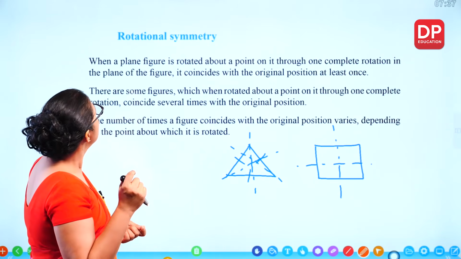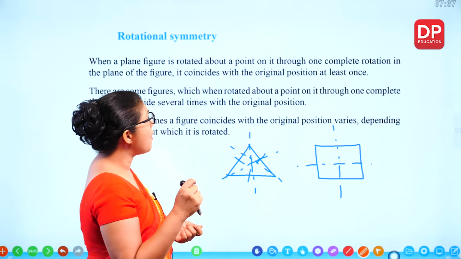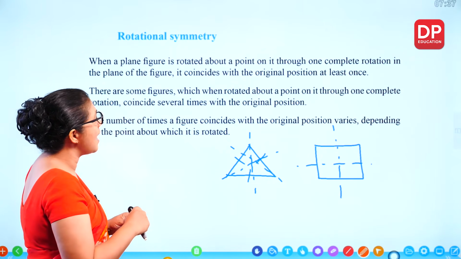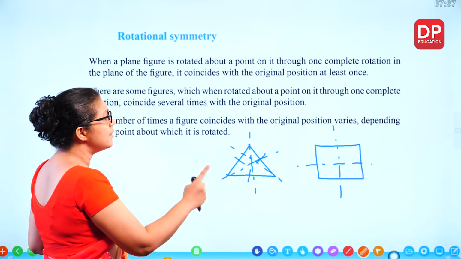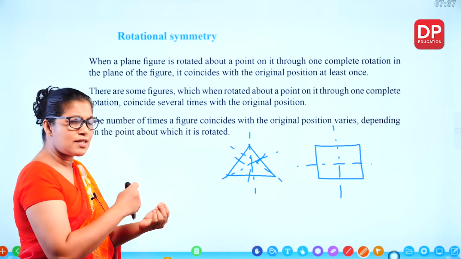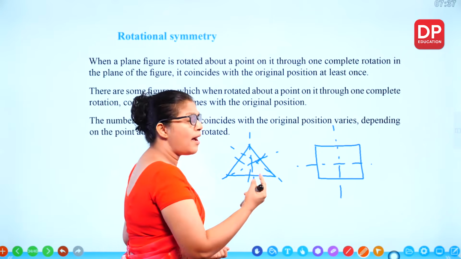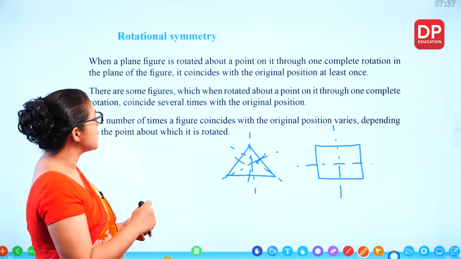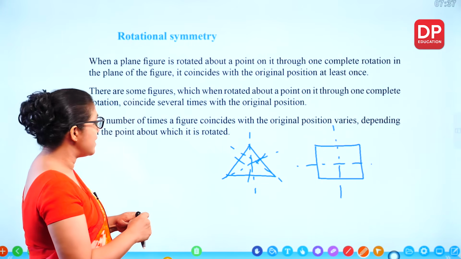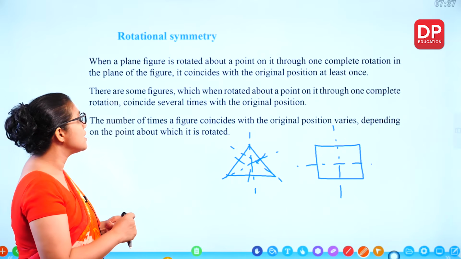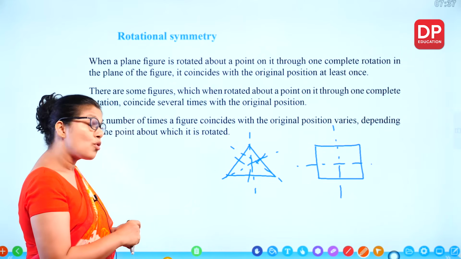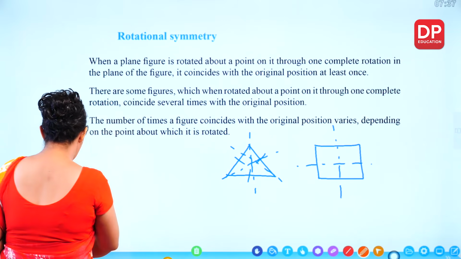There are some figures which, when rotated about a point on it through one complete rotation, coincide several times. Equilateral triangle, isosceles triangle, how many times? Just one. And square, you get 4 times. The number of times a figure coincides with the original position varies depending on the point about which it is rotated. That's called the center of rotation. So we'll see what are the figures we did.